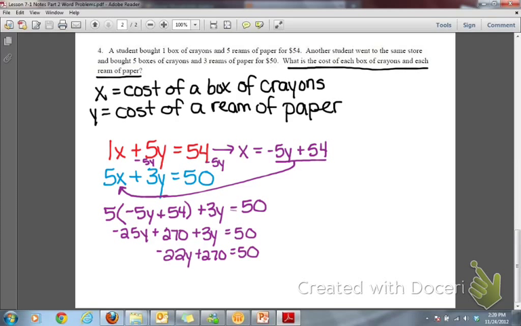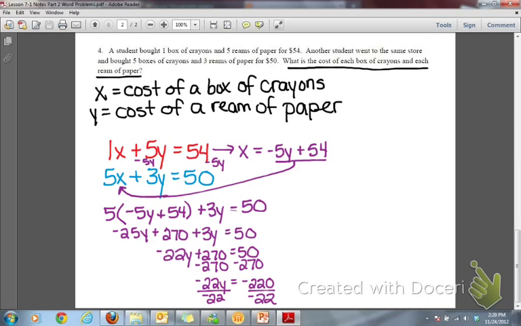Okay, so now we want to get the y by itself. So subtract 270. Oh, this will be nice. Negative 22y equals, 50 minus 270 is actually negative 220. So when you divide by negative 22, everything will turn out positive. If you get negatives, like during your problem, hopefully they'll turn out to be positives.